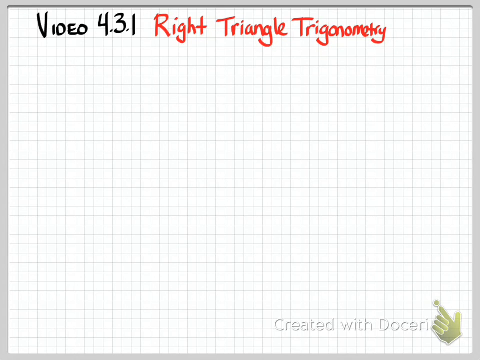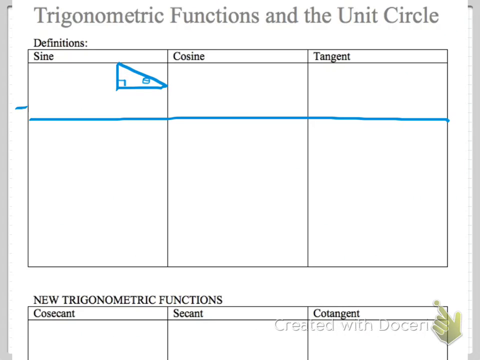This is a video on 4.3.1 where we're going to review right triangle trigonometry. This is stuff that you've already seen before, but we're going to take a look at this and how it relates to our class. The first thing you need to know is there are going to be multiple definitions of sine, cosine, and tangent.